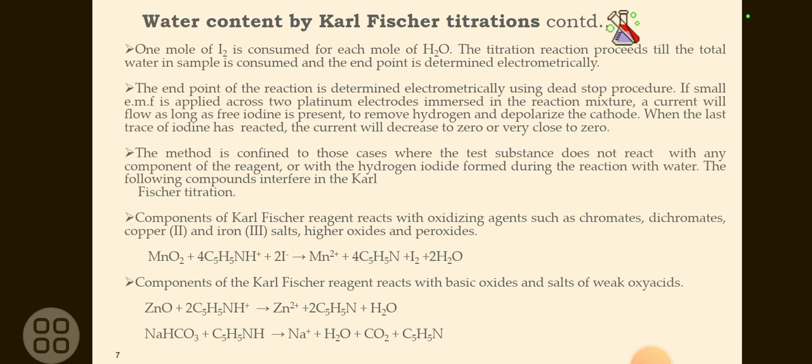So what is the principle involved in the water content determination? It is a very fundamental principle. I will go through the principle one by one, and after that I will give the explanation. The principle is that 1 mole of iodine is consumed for each mole of water. This is the basis of how it detects the water content. Whenever a water molecule is present in your compound, that is equal to 1 mole of water. The titration reaction proceeds until the total water content in the sample is consumed, and the end point is determined electrometrically.